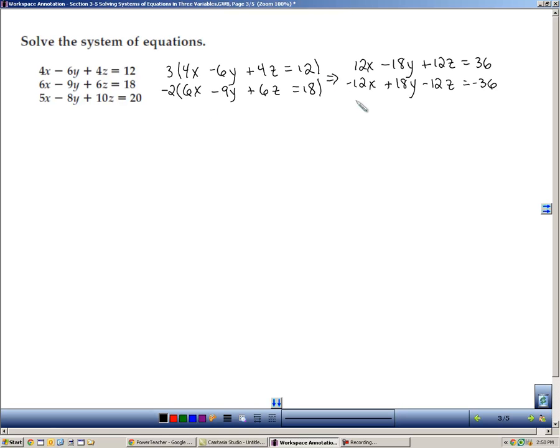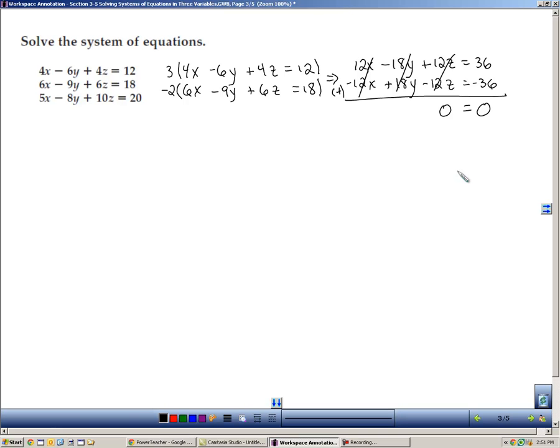So these are my new equations, and because the coefficients are opposite, I'm going to want to add. 12 minus 12, gone. Negative 18 plus 18, that's gone too. 12 plus negative 12, gone, and so is 36 plus negative 36. We end up with 0 equals 0.